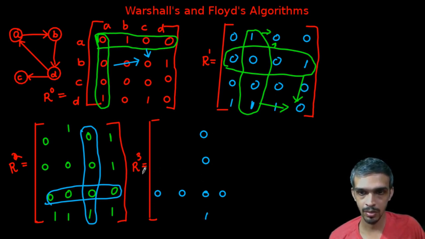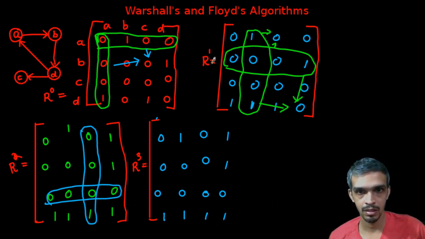Next again you will be doing the same thing. So in the case of R3 you can see that it won't change the table, so you can write it as such: 0 1 1 0 0 1 1 1 1 1. So it is about R3.